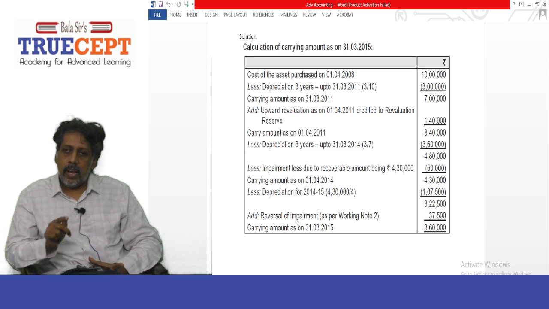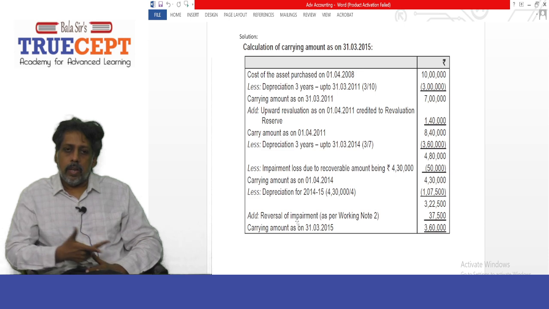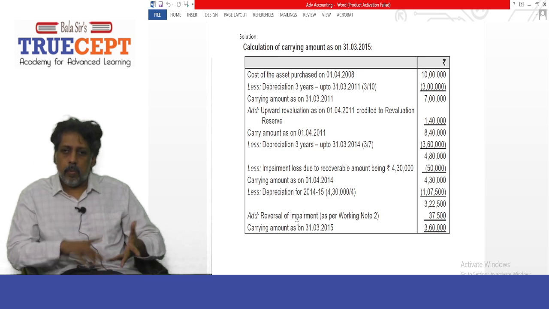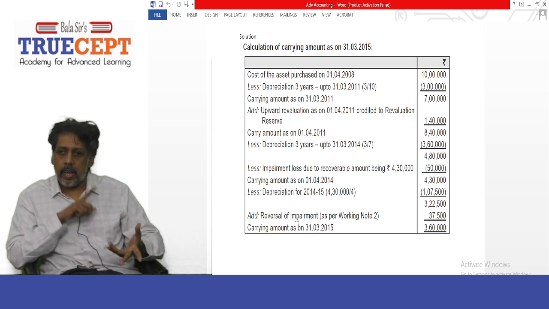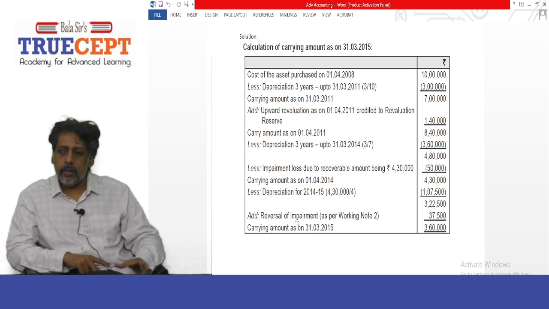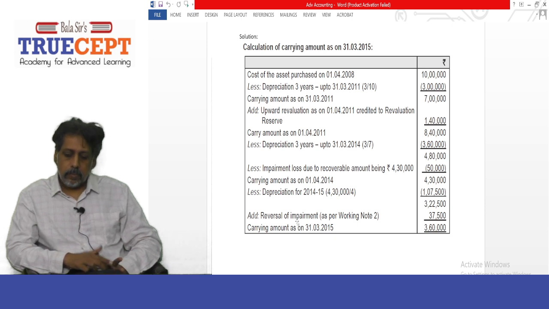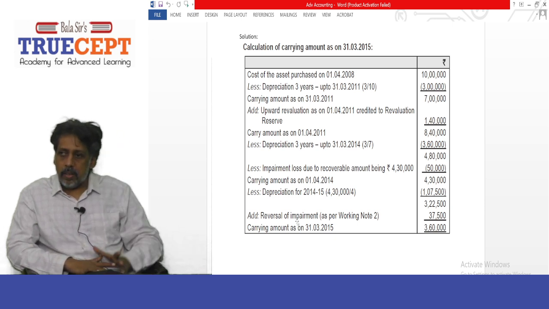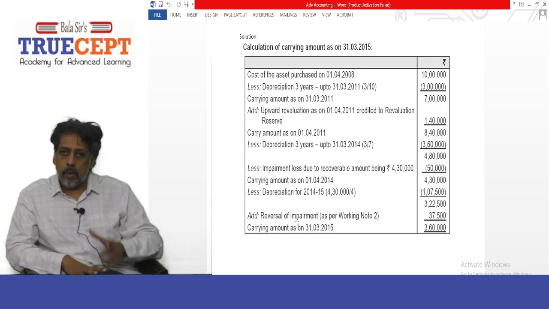Then to this add upward revaluation as on the 1st April 2011 credited to revaluation reserve, 1,40,000. And don't bother, I'll give the journal for this later. 1,40,000 is taken to revaluation reserve account as on 1/4/2011. In all 8 lakh. So the carrying amount of the asset on 1st April 2011 is 8,40,000. That is supposed to be the revalued amount or the fair value of the asset, right?